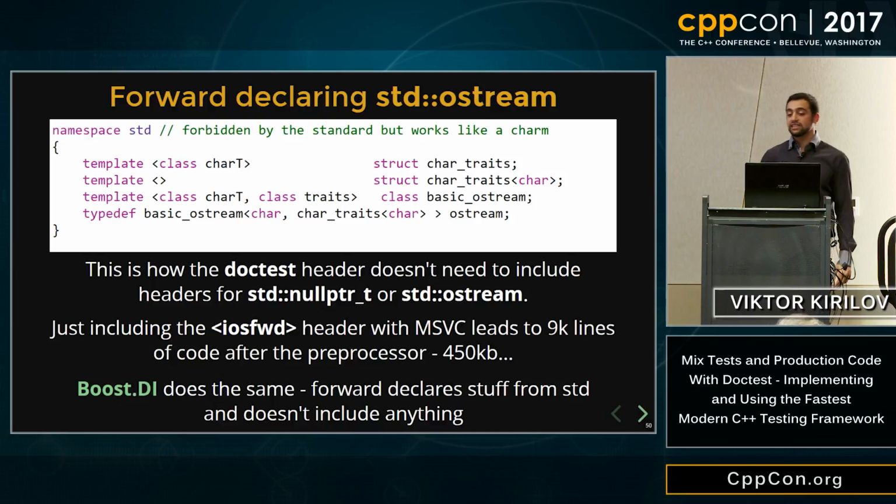That's against the standard, but it practically works everywhere and on all those compilers I'm testing, like from GCC 4.4 to 7, all Clangs and all Visual Studios. And even if something goes wrong, there is a configure option to actually use this header, which for other compilers is actually much smaller. Like for Clang, it's 500 lines of code, not 9,000. And also there are other libraries which forward declare stuff from the std namespace. For example, Boost.DI does the same. It includes absolutely nothing.